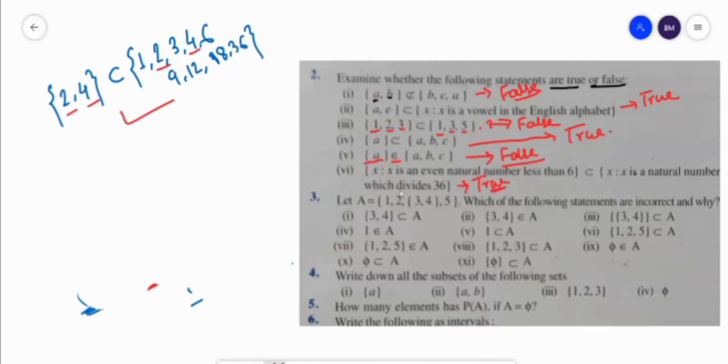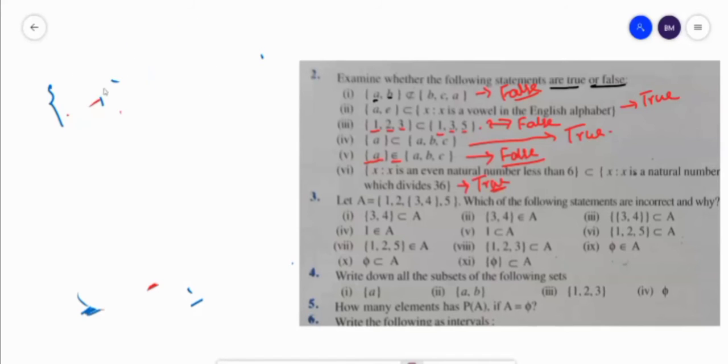Next, we will discuss the problem of number 3. Which of the following statements are incorrect and why? We have to write the reason behind that. Why this is correct and why this is incorrect, that we will solve.